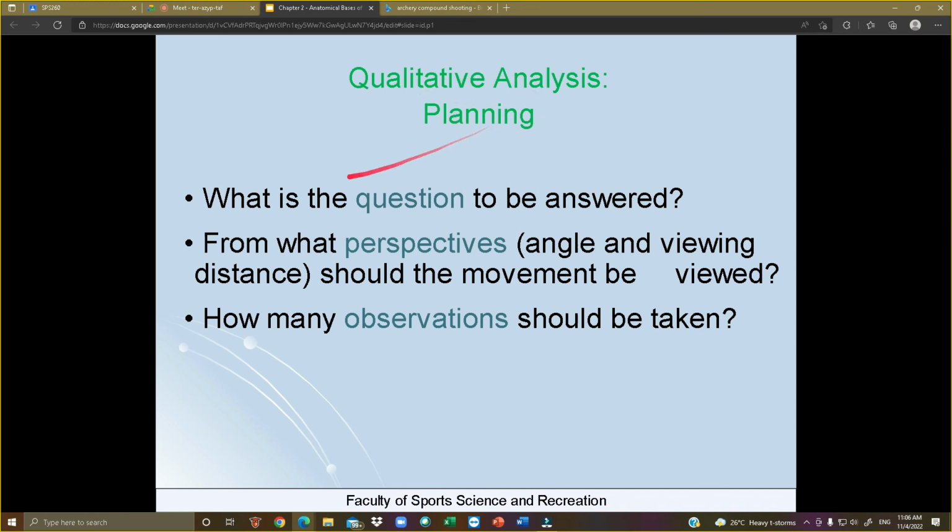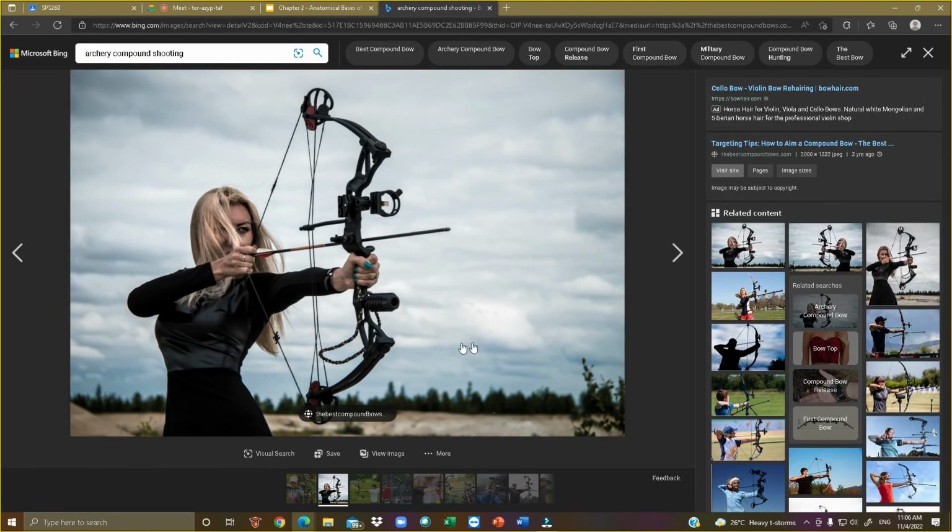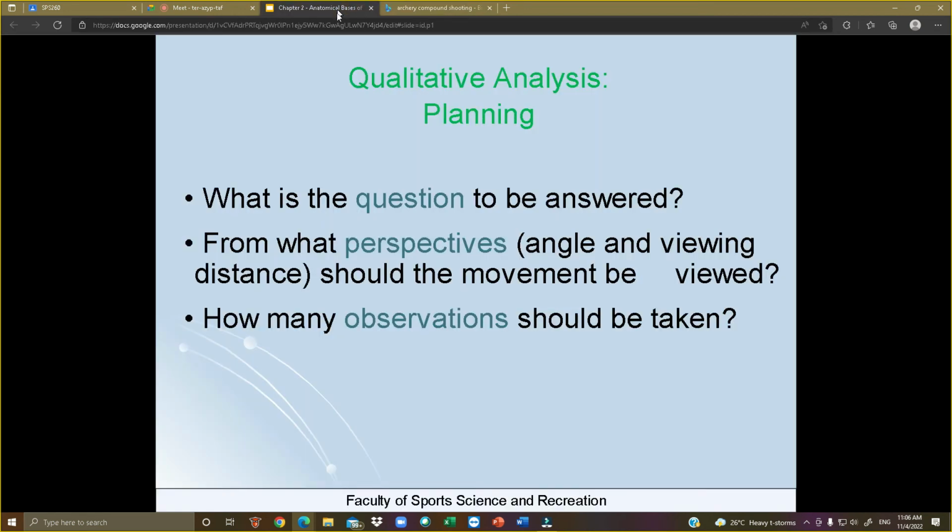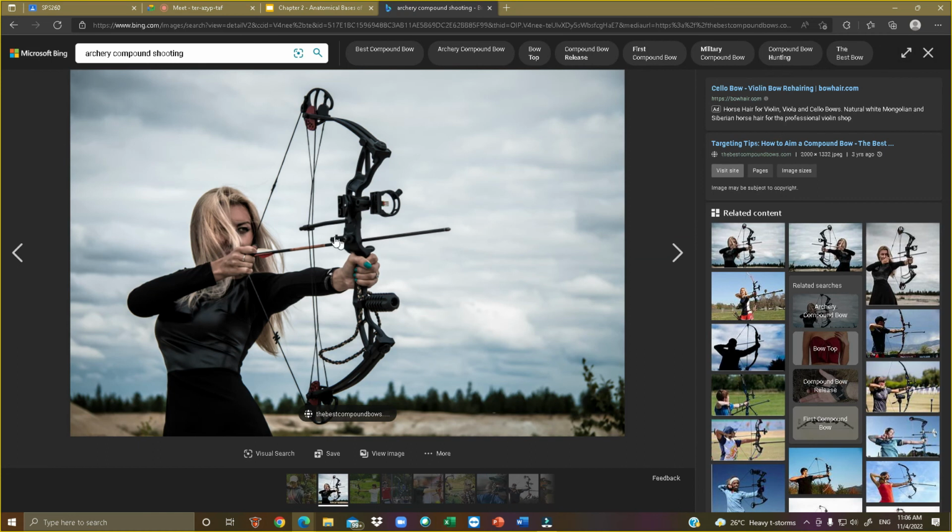Okay. So qualitative analysis, there are several phases. The first one is planning. What is the question to be answered? So by having knowledge, now kamu dah tahu dah dia salah kat mana? Bow dia pendek, tangan dia grip, and then siku dia jatuh. That is the question to be answered. From what perspective should the movement being viewed? If we view from here, okay, setelah kita view daripada sini, kita ambil gambar orang kedua ni.